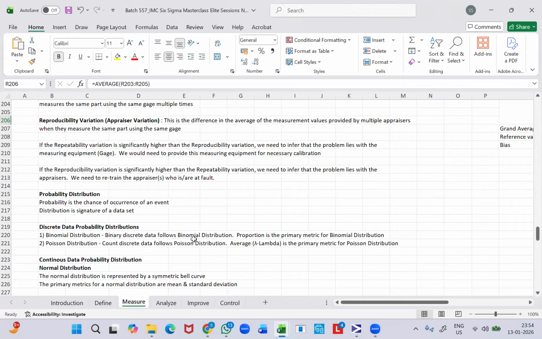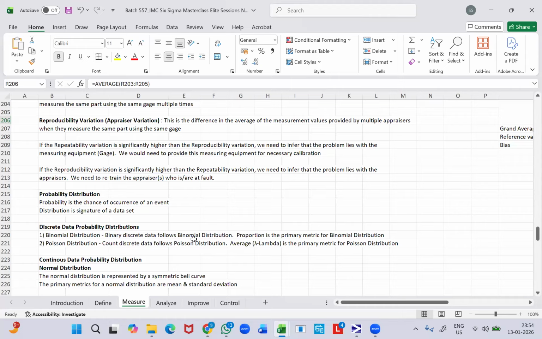So if you have the data set containing the proportion values of a binary discrete scenario, then the data set would follow what is called binomial distribution. There are a couple of discrete data probability distributions. If you have the proportion values of a binary discrete event as a data set, then that data set would follow binomial distribution. So the signature of that proportion values data set will be binomial distribution.